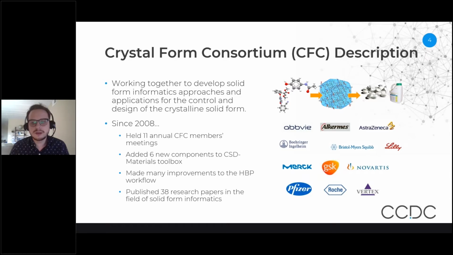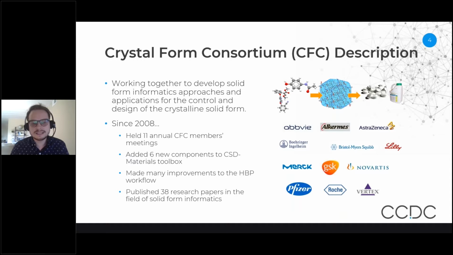A lot of the work we do in the material science team is informed through our close collaboration with some of our industry partners and what is known as the Crystal Form Consortium. The Crystal Form Consortium, or CFC as we call it, is a working group amongst the CCDC and various industry partners. It's existed since 2008, and in that time we've held 11 annual CFC members meetings.